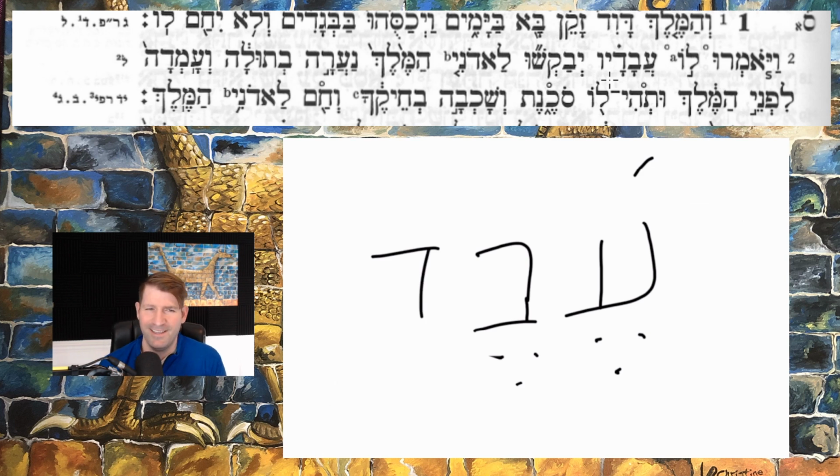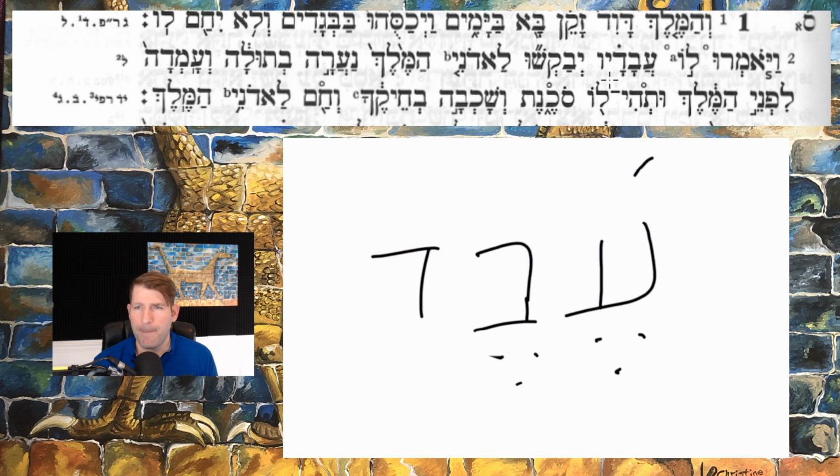Eved. I'm writing, by the way, on a vertical screen here. So if my handwriting seems atrocious, it is. I apologize, but you can hopefully get what I'm saying. So Eved, slave, servant, whatever.